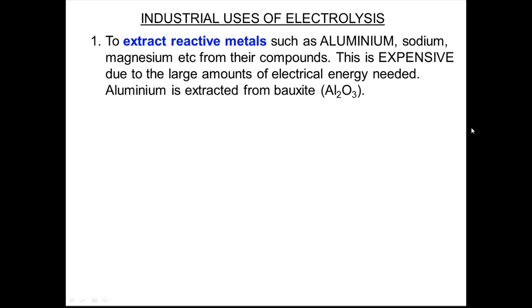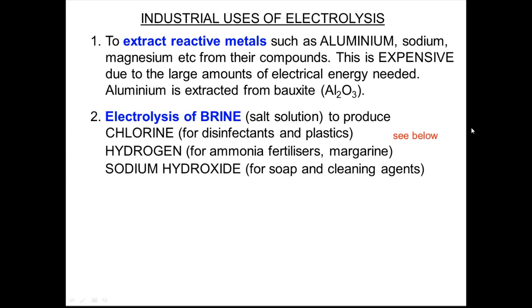It's worth knowing it's also used for the electrolysis of brine to produce chlorine gas, and these uses you need to know. Chlorine is used for disinfectants and things like plastics, and in swimming pools as a disinfectant. It's used to produce hydrogen, which is used for ammonia fertilizers and even margarine, and sodium hydroxide, which is used for soap and cleaning agents because it's quite a strong alkali.